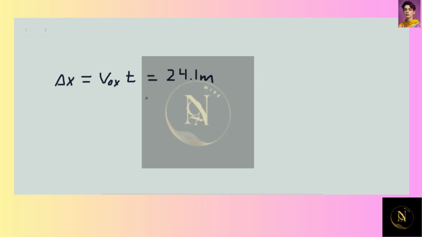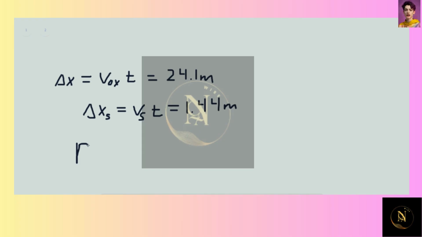Now we also want to find the distance based upon the ship here. So the distance the ship travels in that amount of time, delta x s, is equal to the velocity of the ship multiplied by that time we just found. And this is equal to 1.44 meters.